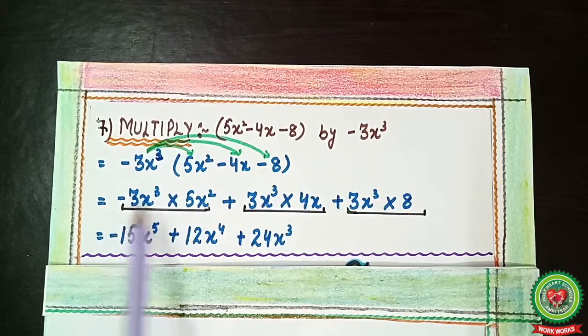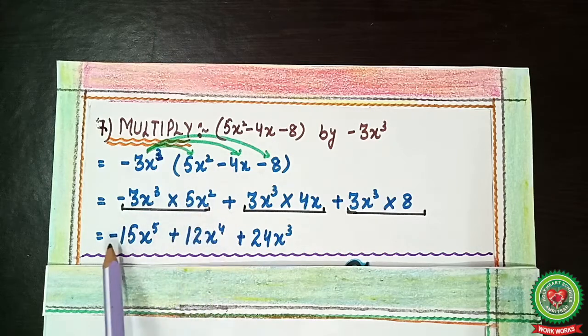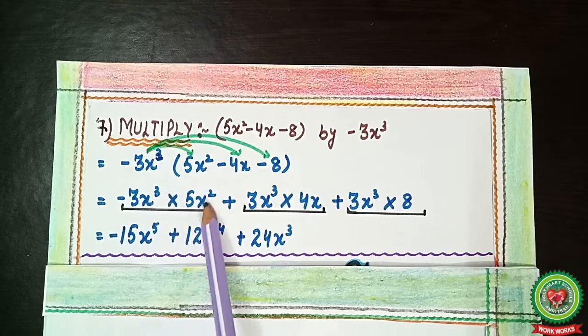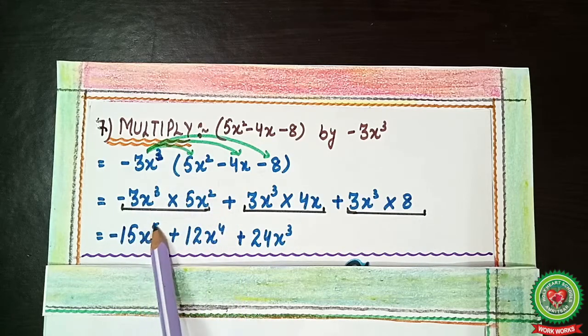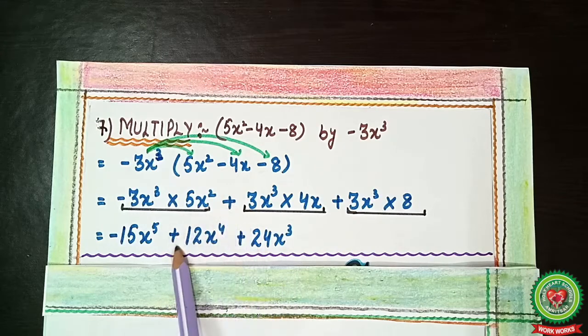According to this, minus will multiply with plus. It will be unlike signs, sign of minus. 3 into 5, that is 15. X raised to power 3 multiplied by x raised to power 2, that is x raised to power 5, because bases are same, powers will be added. So here plus will remain plus.